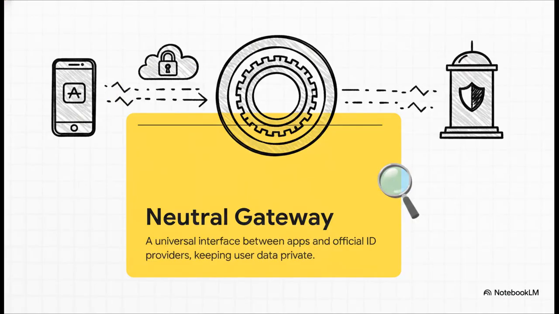So what do we even mean by a neutral gateway? Well, the key here is that it's a universal go-between. It acts like a secure translator between the app that needs to check your age and the official, say, government system that actually holds your identity. And its whole job is to manage that conversation while keeping your personal data under lock and key.